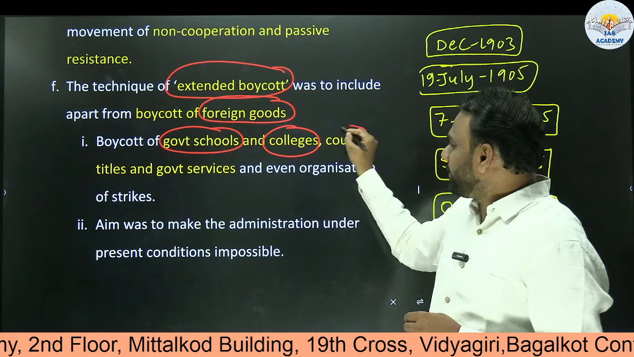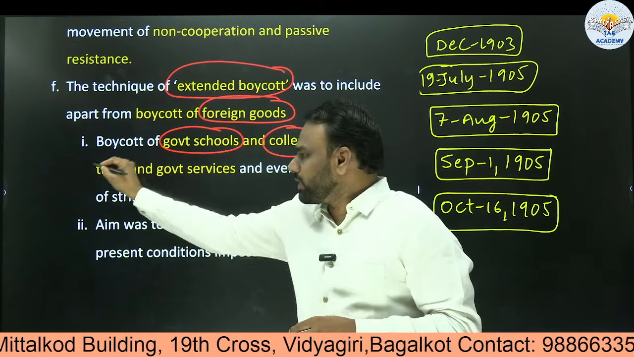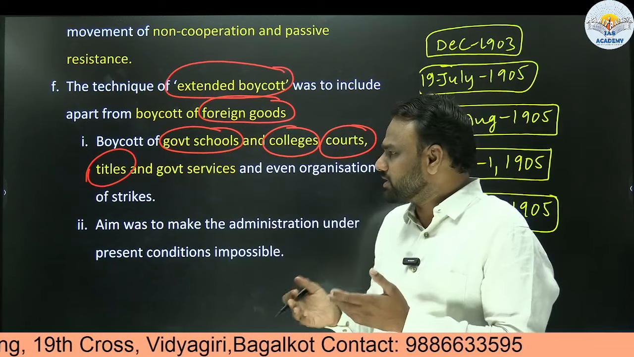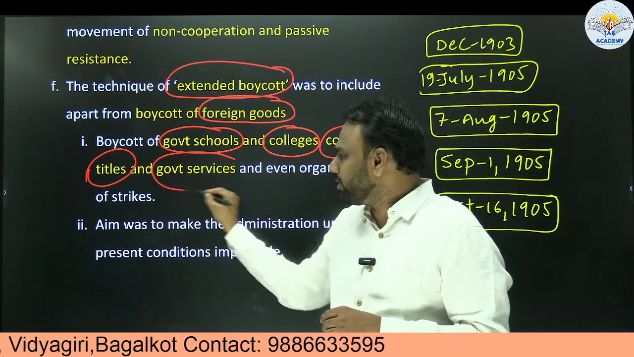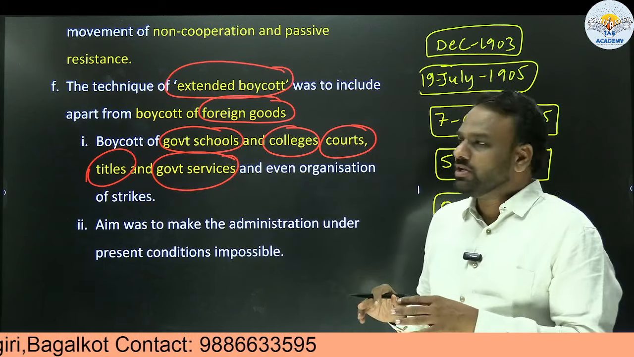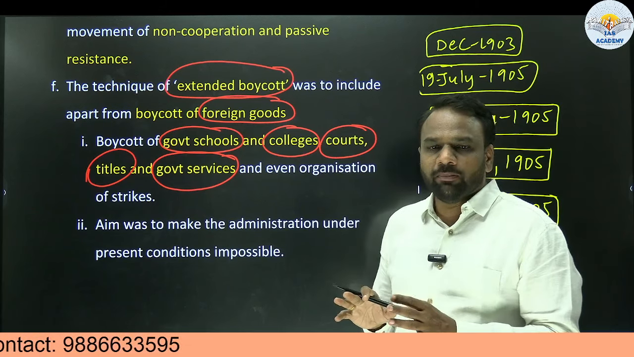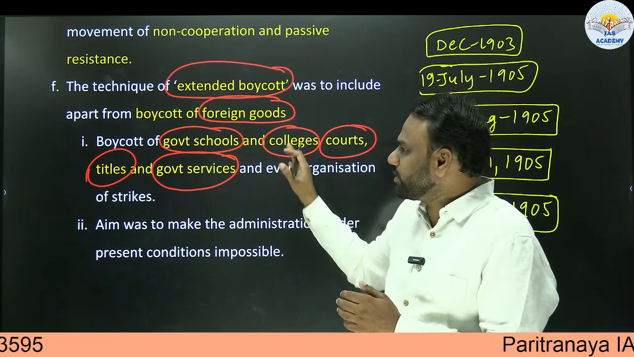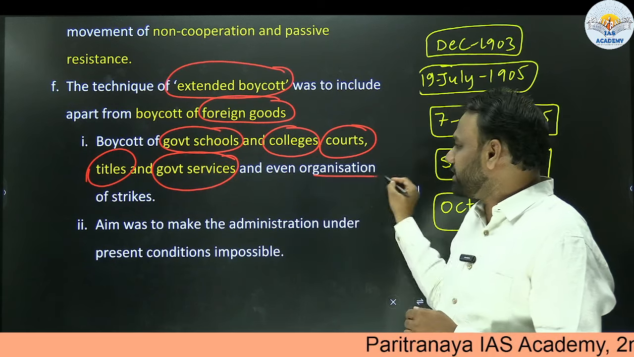Similarly, lawyers will not practice in courts. Next, whatever titles the Britishers have given, like Raja, Rajaji, such titles have to be returned. And people who are working in government services have to resign. All these are part of the extended boycott. A few of them proposed that apart from the normal boycott of foreign goods, it should also be extended to these other aspects as well, and even organization and strikes.